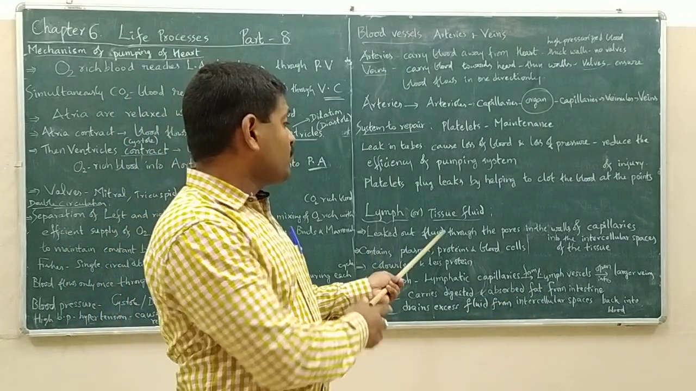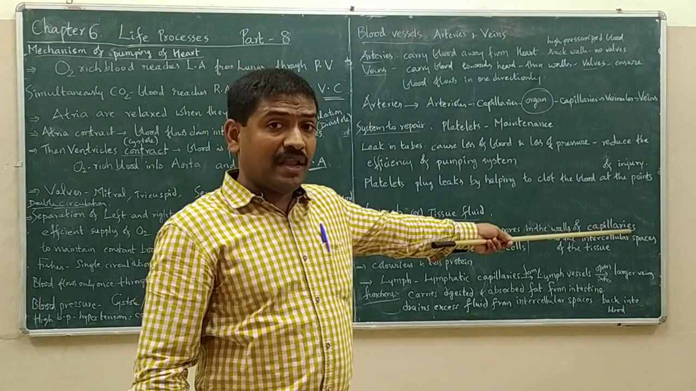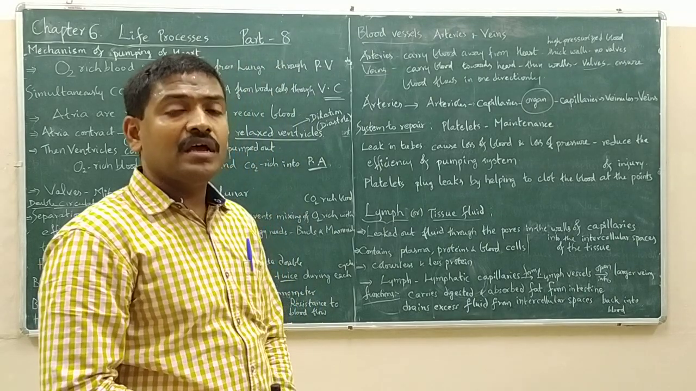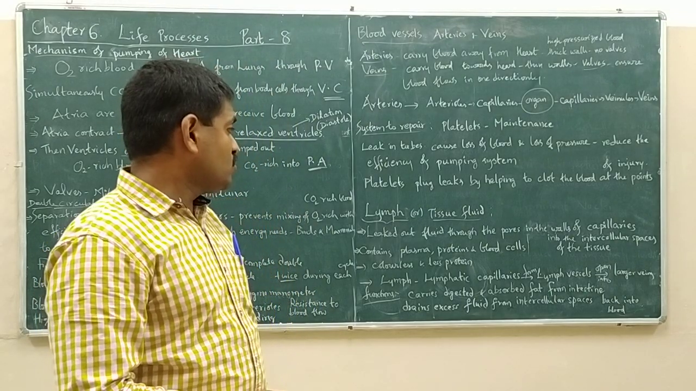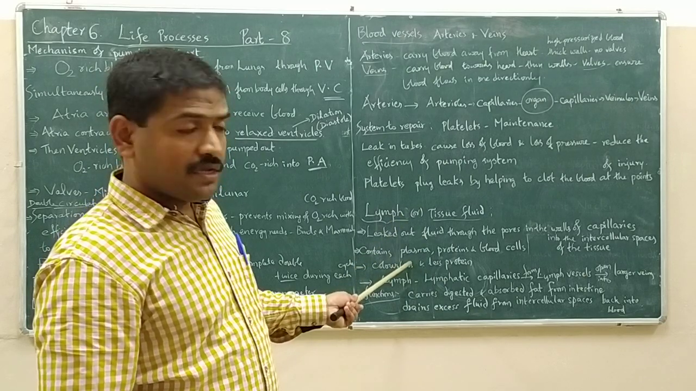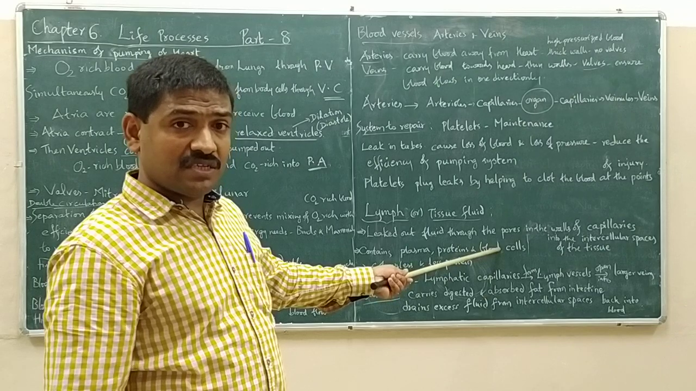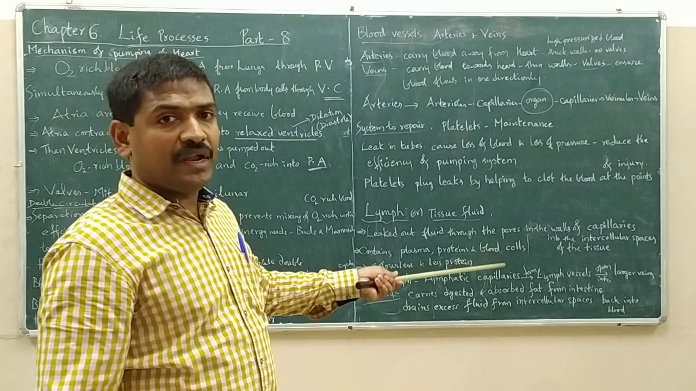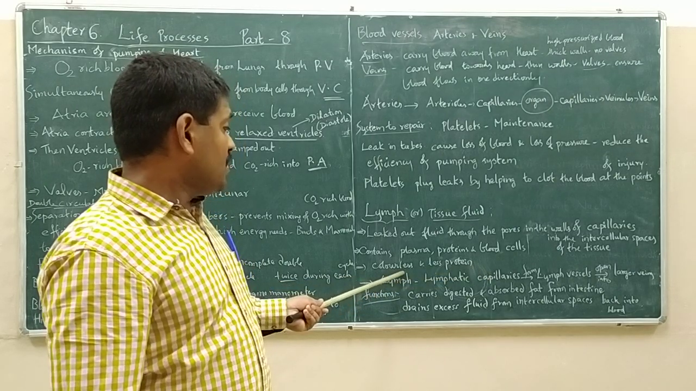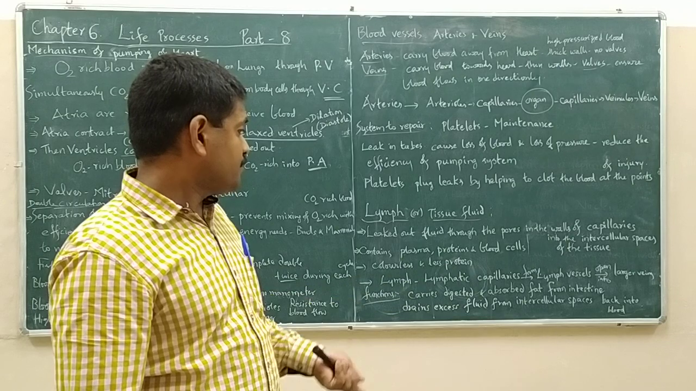So the fluid leaked out through the pores in the walls of the capillaries into the intercellular spaces is called lymph or tissue fluid. This lymph contains plasma, proteins and blood cells. But do they contain the same quantity which is present in the blood? No, they contain less. And this lymph generally appears colorless and contains less protein.